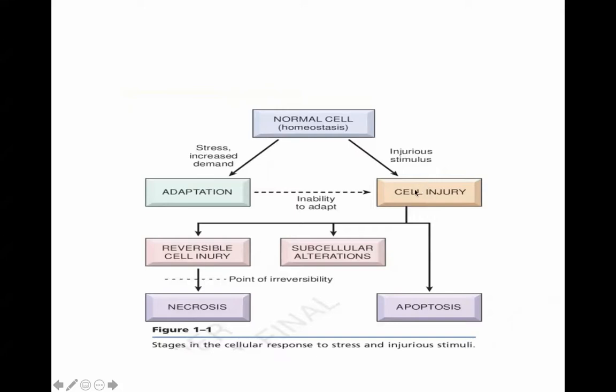So once there's cell injury, it can progress to reversible cell injury. But at some point, if you still do not remove that stimulus, it goes on to the point of irreversibility where necrosis takes place. Now, in between all this, you can still have subcellular alterations going on, right? These subcellular alterations can either be reversible or can lead on to apoptosis, where the cell eats up itself, okay? It's a natural mechanism of cell death.